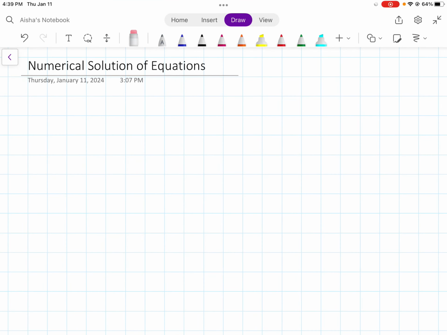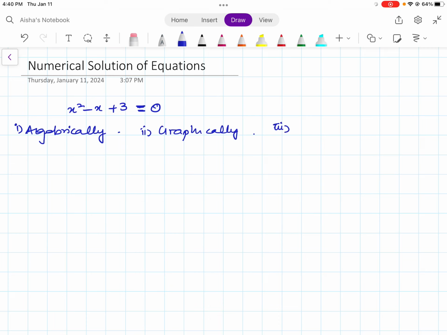Alright, let's start with numerical solution of equations. Basically, let's suppose we have a quadratic equation. We have several ways of doing it. We can solve it algebraically, which is using the quadratic formula. We can solve it graphically, that is, we draw the graph first and then we find the solutions. And the third way of solving any kind of equation which cannot be solved algebraically is numerically.